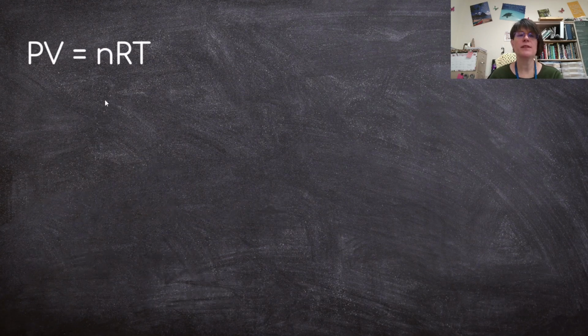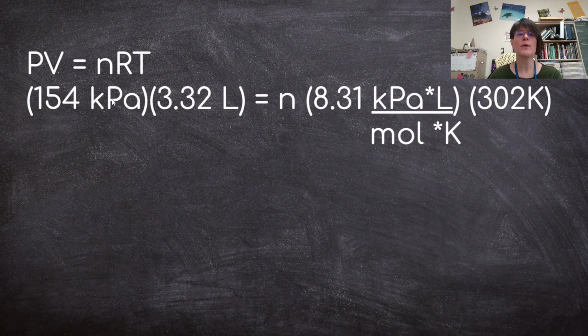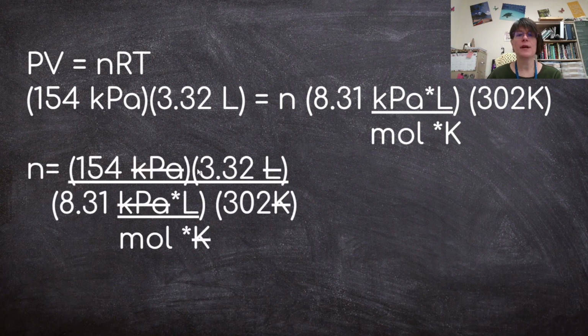So we write down our equation, PV equals nRT. We make our substitutions. So I just substitute in those numbers that I just wrote down. Pressure 154 kilopascals times volume 3.32 liters equals n times the universal gas constant that I gave you times 302 Kelvin. Again, make sure the temperature is in Kelvin. When I rearrange and make sure that my units cancel out, I am left with moles, and this will flip up to the top because it's 1 over 1 over a mole. So when I do that, it actually flips up to the top here.